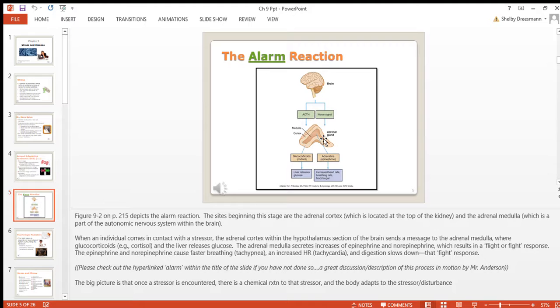Epinephrine and norepinephrine cause faster breathing, increased heart rate, and digestion slows down. So that's why we're not going to the bathroom on ourselves when we're running from a lion. Just think, if a lion were to run at you, what would your body do? Your heart rate would go up, you'd get all this energy to run, but you're not thinking, I need to go to the bathroom. Your body just goes, okay, you can take a crap later.